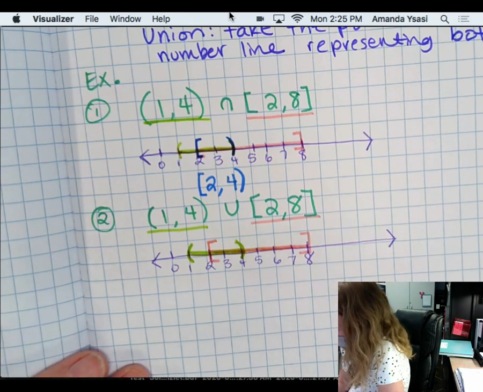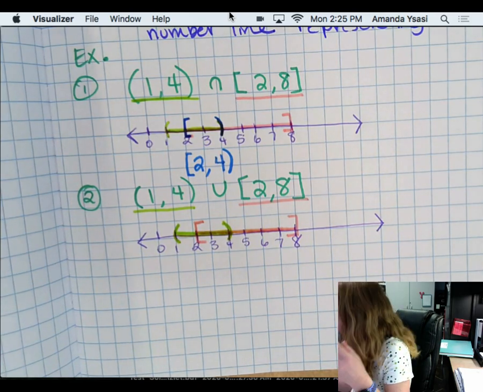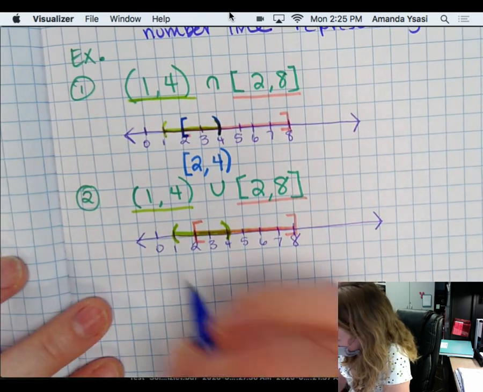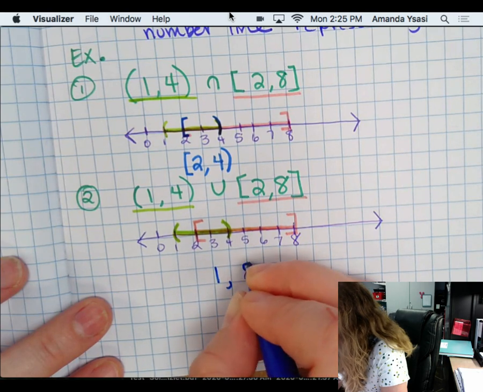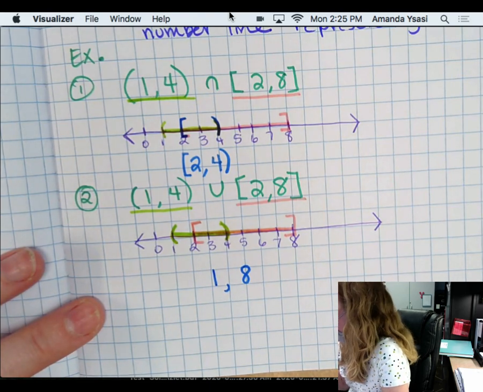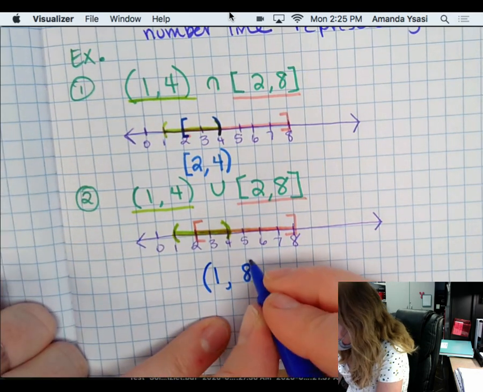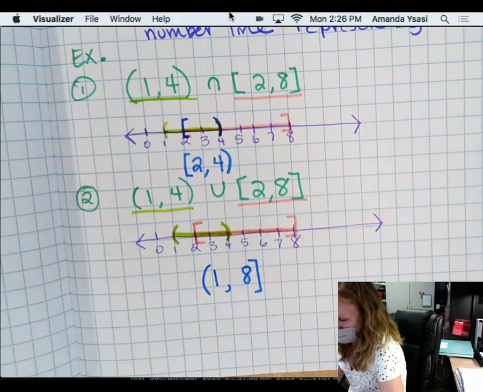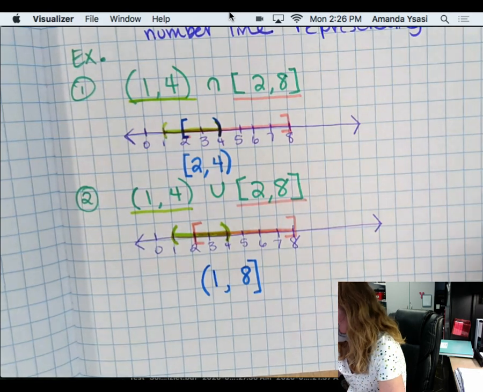So then what would be the union of these? We have to take the whole thing. So what's the furthest left that it goes? It's the least number. 1. And then what's the most? 8. And then we can match up the parentheses that goes with 1 and the bracket that goes with 8. So remember, union is together, intersection is both. Like how much is in common.